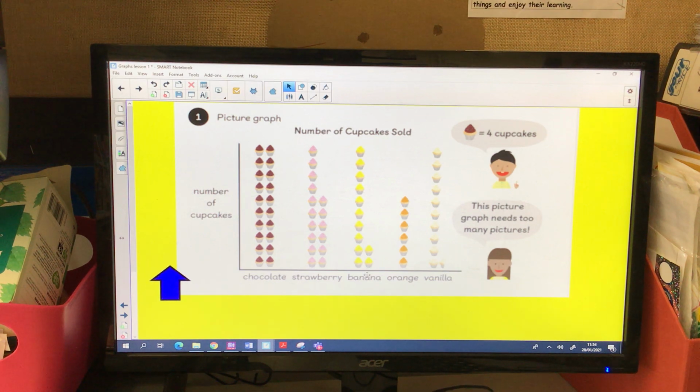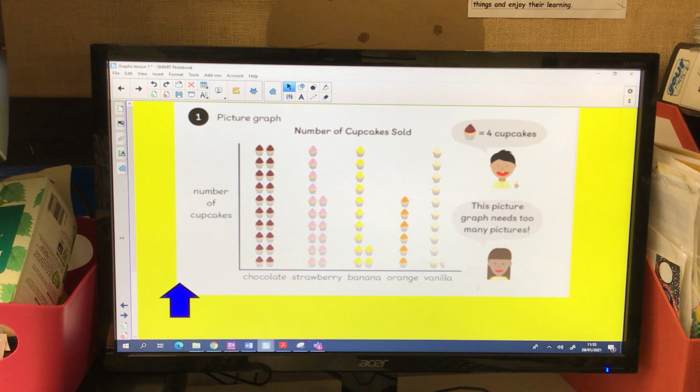The little boy is telling us that one of those cakes on this pictograph means 4 cupcakes. So you could count up how many there would be in each of these if you knew your 4 times table. Let's look at the orange one here. 1, 2, 3, 4, 5, 6. There are 6 cupcakes. 1 cupcake is 4, so 6 lots of 4. We know from our TT Rock Stars, 6 4s are 24, so orange would be 24.